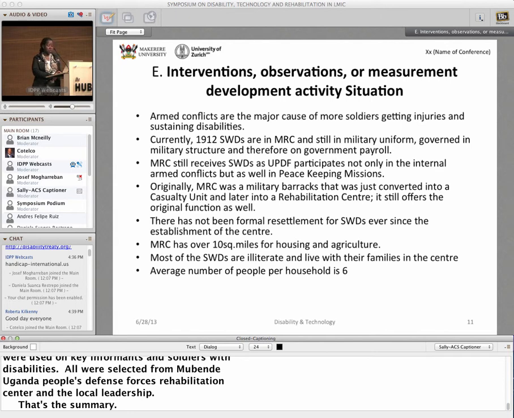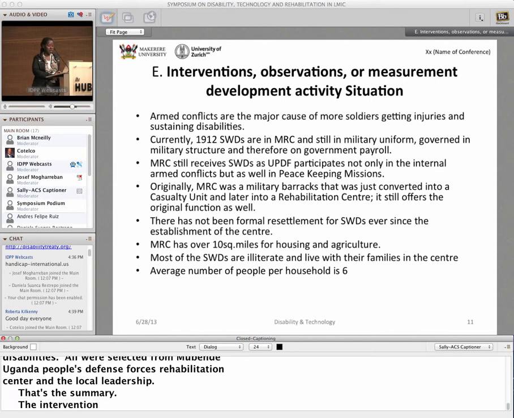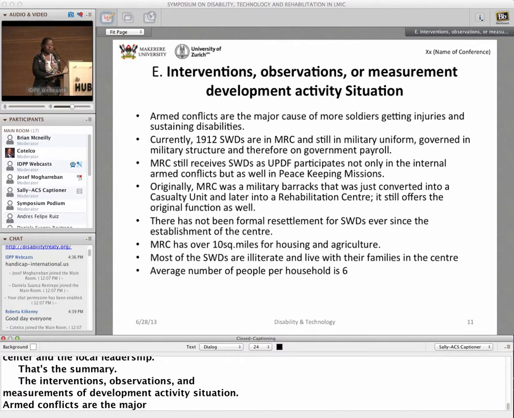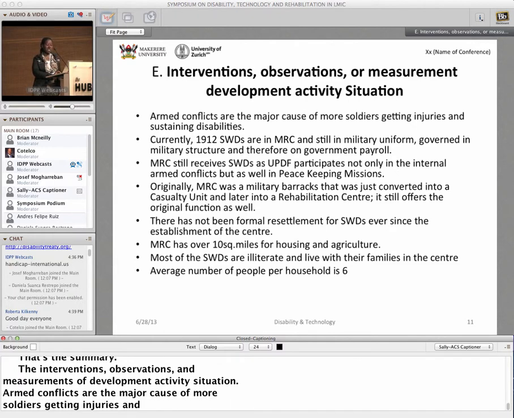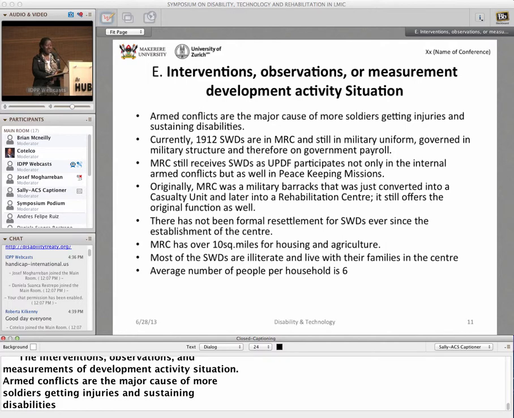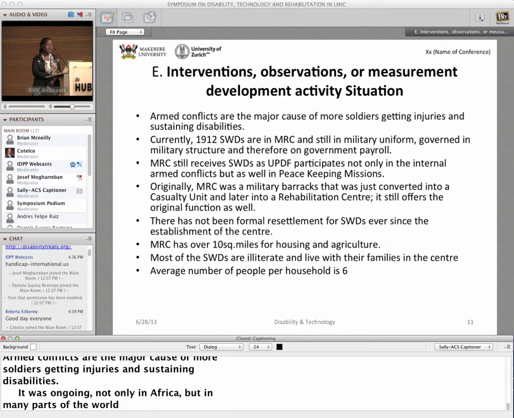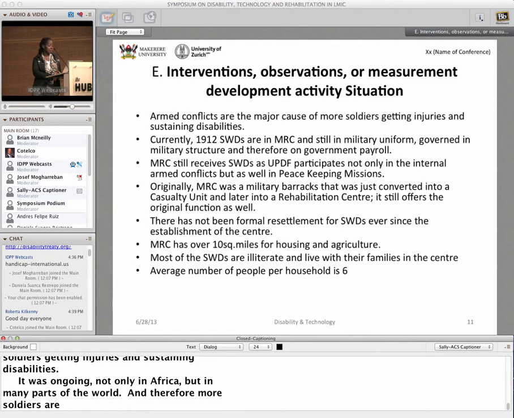The interventions, observations, and measurement of development active situation. Armed conflicts are the major cause of most soldiers getting injuries and sustaining disabilities. Wars are ongoing, not only in Africa, but in many parts of the world, and therefore most soldiers are expected to fall victims of disability.